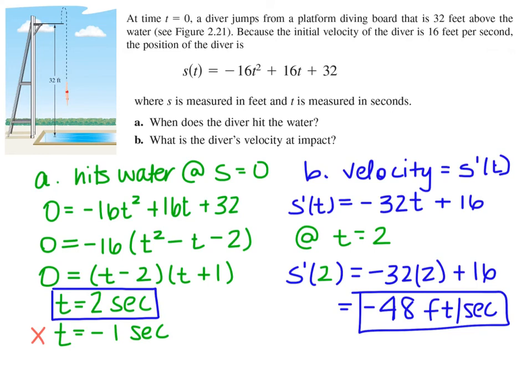For part B, what is the diver's velocity at impact? Remember, velocity is the derivative of this S of t function. So the derivative is going to be negative 32t plus 16. And that's where I plug in the answer from part A, t equals 2 seconds, right in here for t in our derivative of S of t. I'm going to get the velocity at impact, the instantaneous velocity at 2 seconds, is negative 48 feet per second. And just like in our last example, if your velocity is negative, that means that the object, the diver in our case, is moving downward.